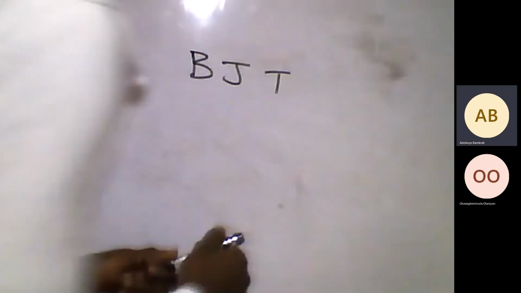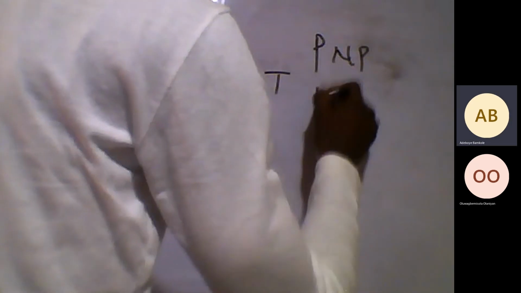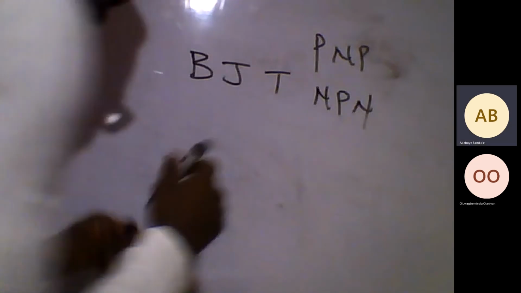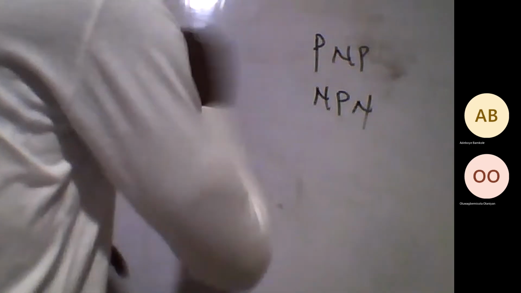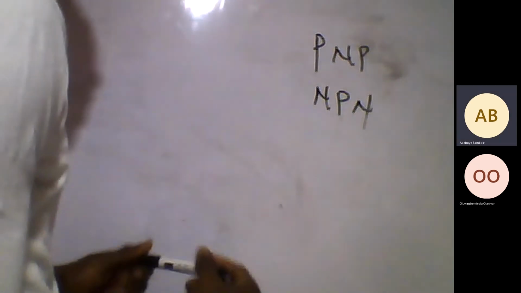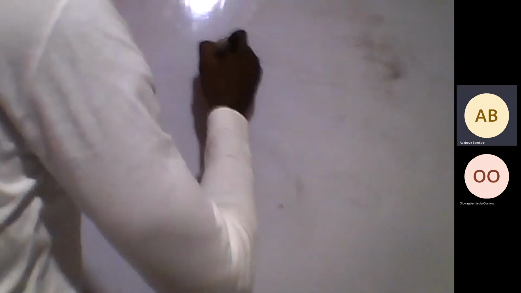For the BJTs, we have two types. We have the father and mother. We have the PNP. And we have the what? NPN. I don't know how deep we'll go, but let me pick one and explain. The most popular, the most common of these two is the NPN. So let's talk about NPN. But first off, for your PNP, you have this.